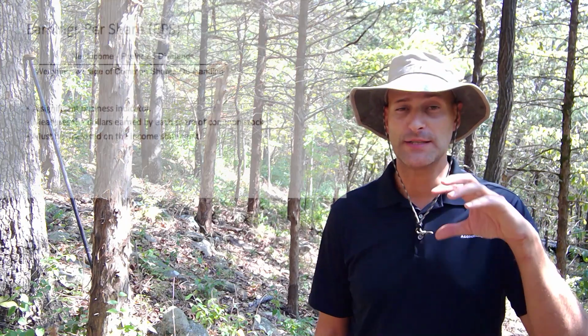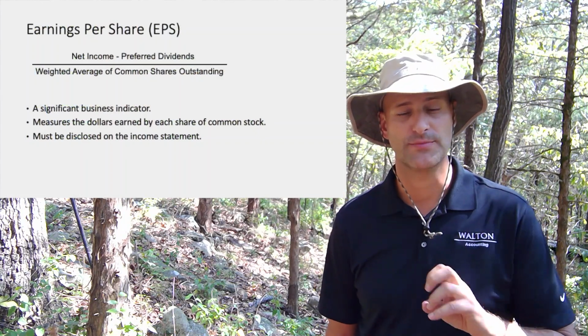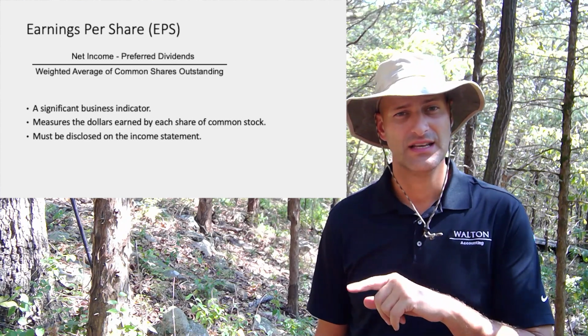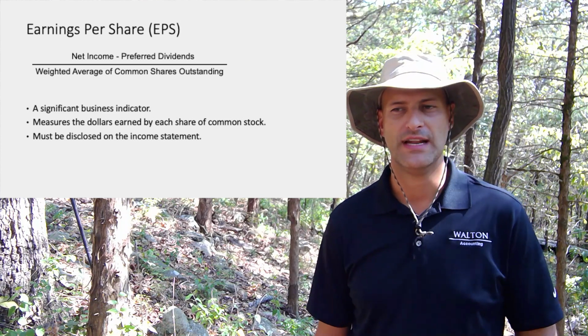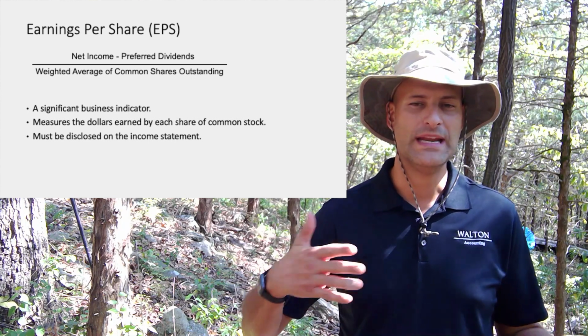So quickly just reviewing earnings per share. So the last item reported on the income statement of companies is going to be earnings per share. Earnings per share is the net income minus preferred dividends divided by the weighted average common shares outstanding. So that is the amount of shares outstanding if it's weighted over the course of the period.